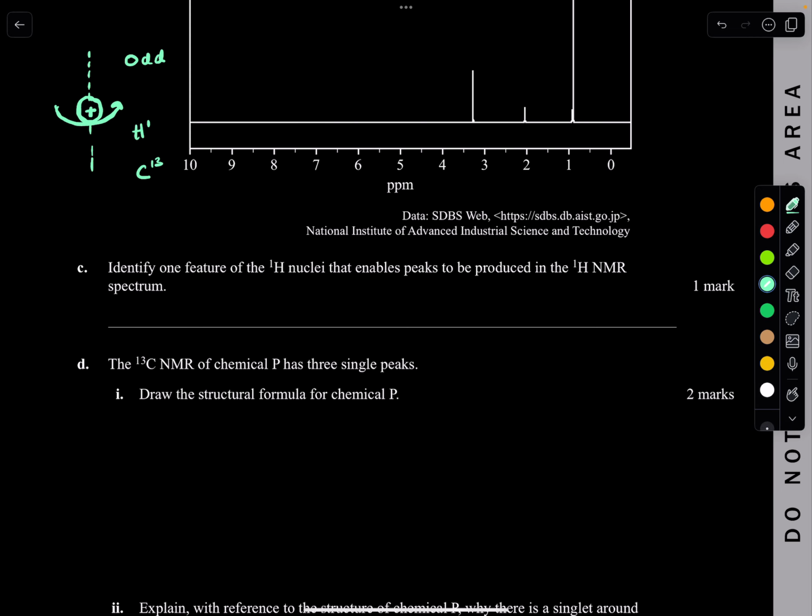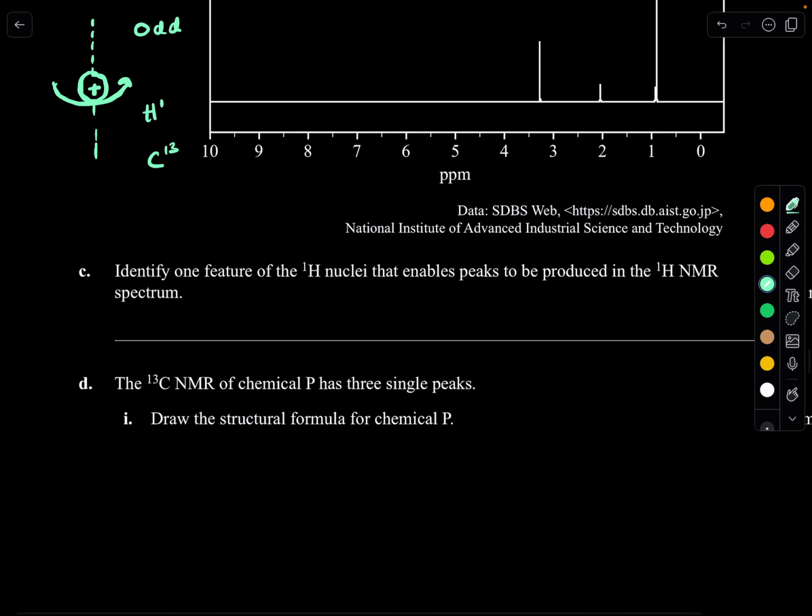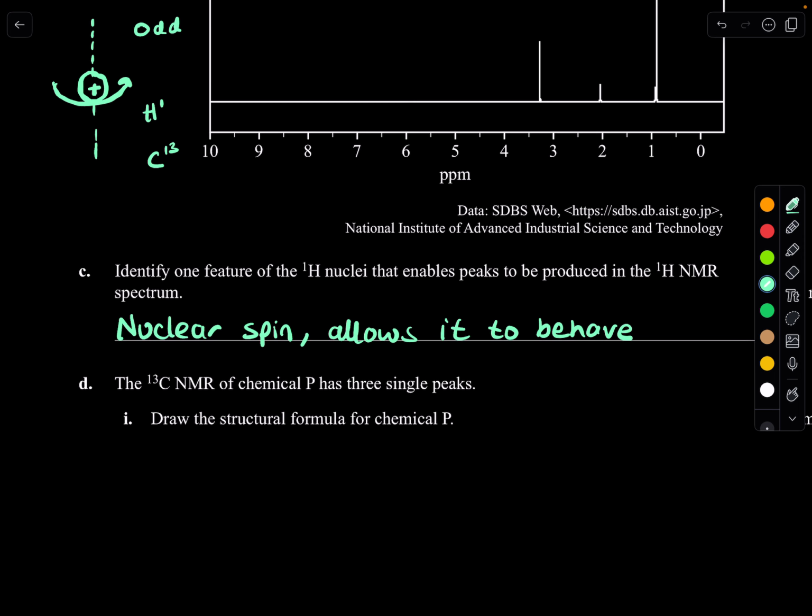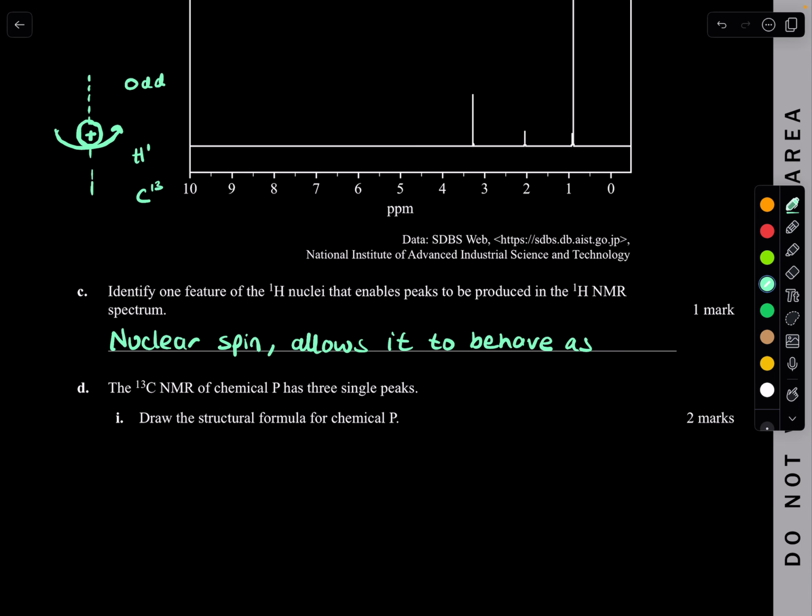So I think just the most basic. So we'll just say nucleus. So identify for one feature, I mean, you can identify so much. You can say it has to have an odd atomic mass. It has to have nuclear spin, or act as a small bar magnet. I'm just going to say nuclear spin in this case. So it has a nuclear spin that basically allows it to behave as a magnet.